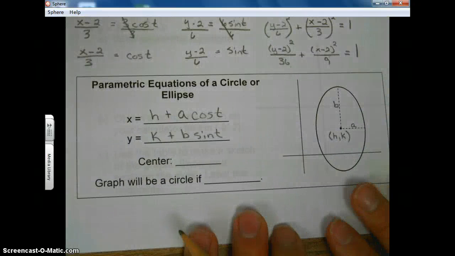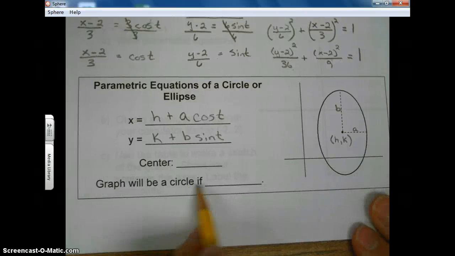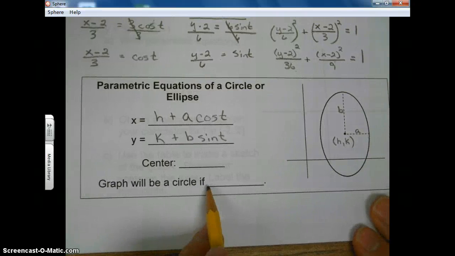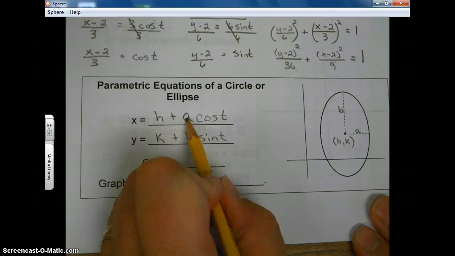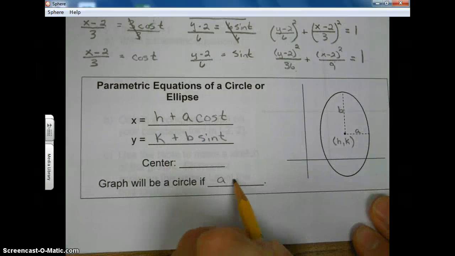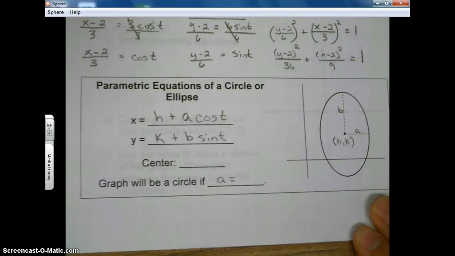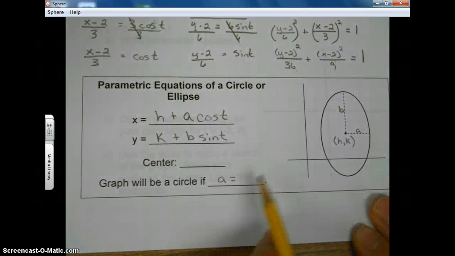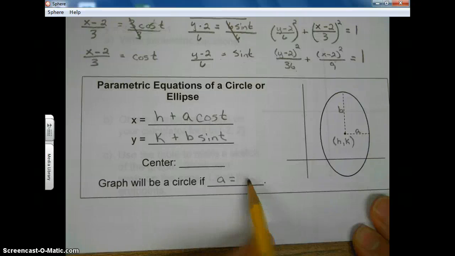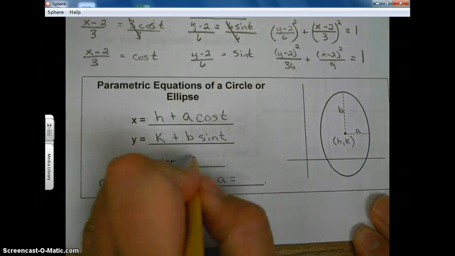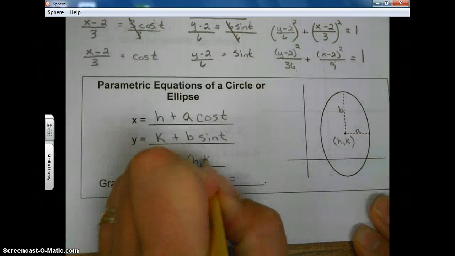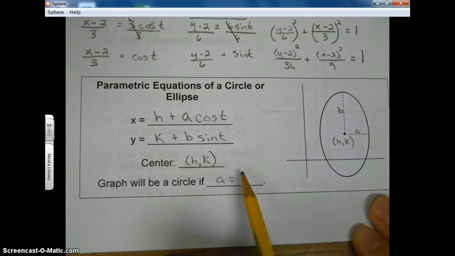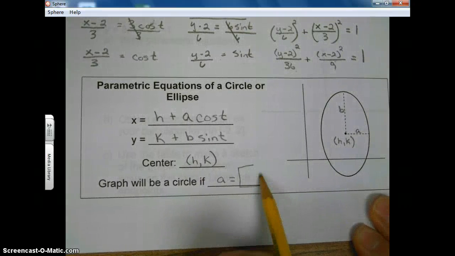Okay. The graph will be a circle if a equals what? What do you think? You fill that in. I want to see if you can figure that out. Okay. The center, again, is h comma k. Okay. I'm looking for this answer. Think about it.